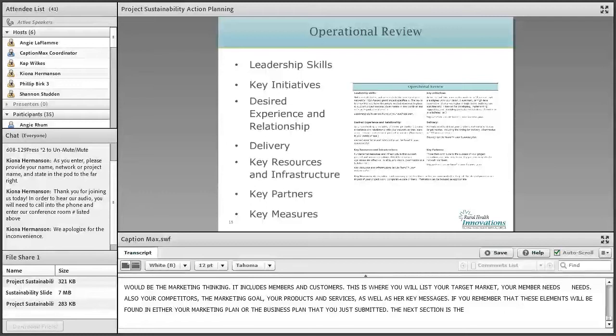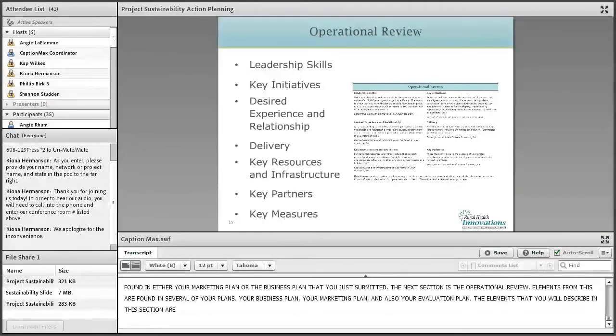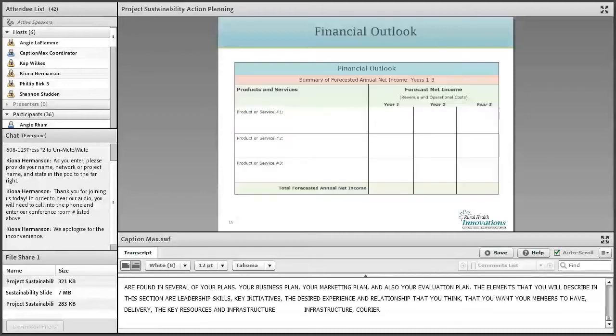The next section is the operational review, and elements from this are found in several of your plans: your business plan, your marketing plan, and also your evaluation plan. The elements that you'll describe in this section are leadership skills, key initiatives, the desired experience or relationship that you want your members to have, delivery, the key resources and infrastructure, who your key partners are, and then also your key measures.